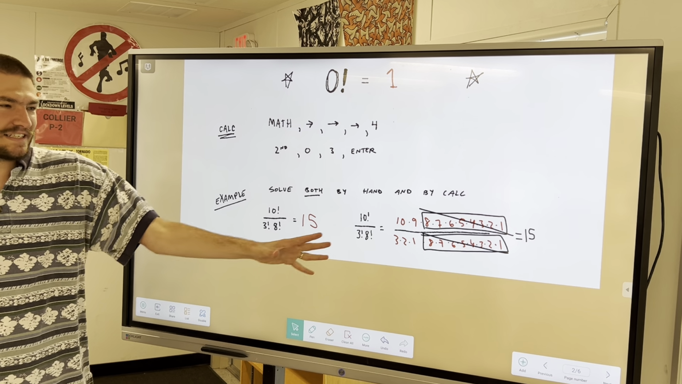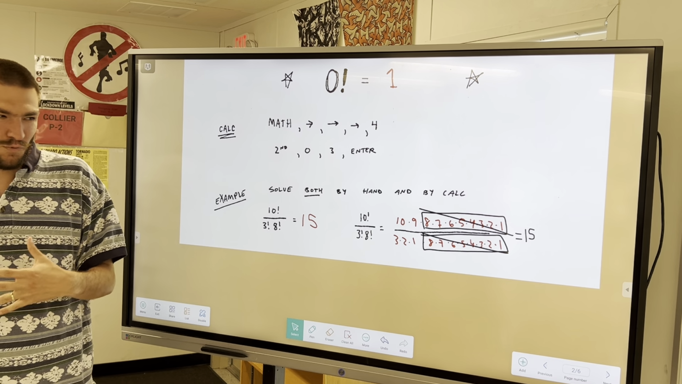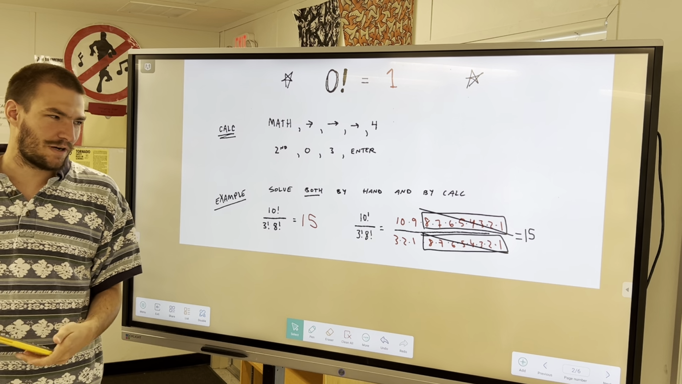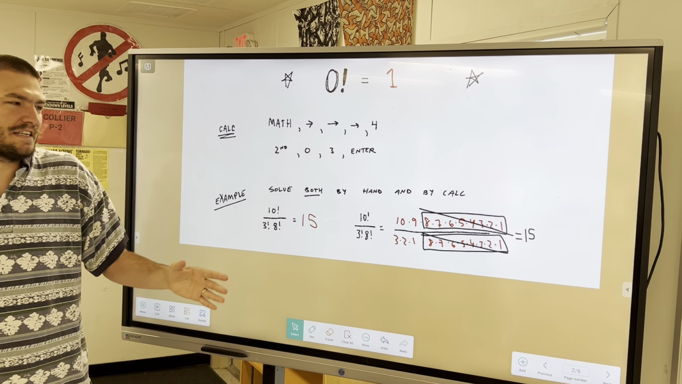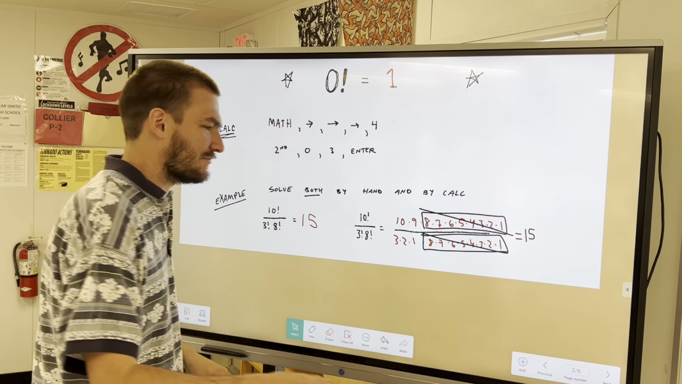But this kind of math is a way you can work on really complicated factorial questions. It's just a neat way to understand that factorials are very repetitive. When you stack them up, it's repetitive. That's all you need to know.